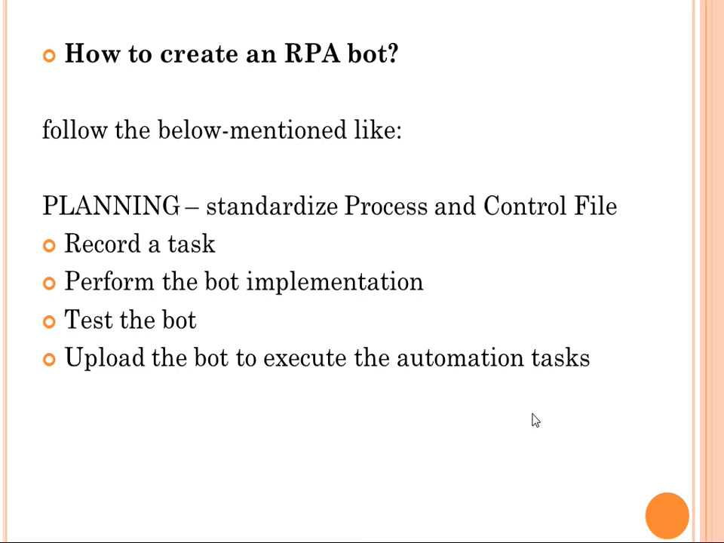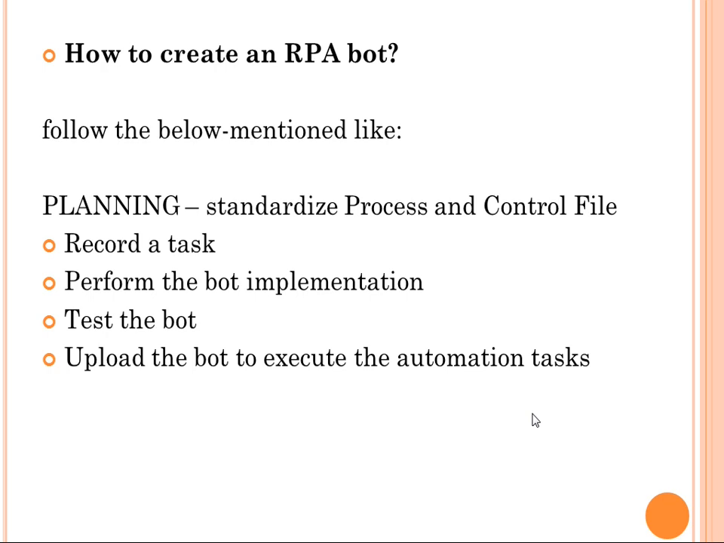Let's move toward the first question: how to create an RPA bot. Basically, we need to do some analysis before starting to make a robot for any process. We should understand that process and standardize it. If there is some irrelevant process, we should make it sequence based or conditional based. Once the workflow is created, only after that can we start working on it.